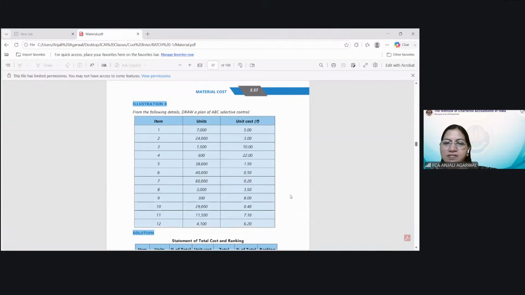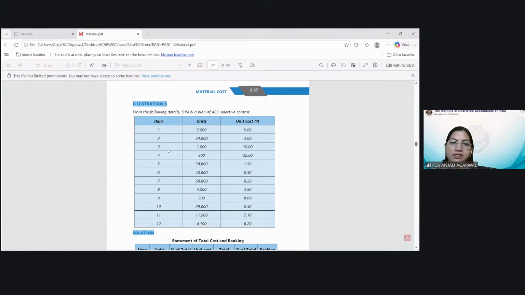Similarly, you have the ABC where you classify your raw material. The A category is high in value and less in number of units. Like in your house, you keep most preciously your jewelry. So it occupies very small space, but it is highest in value. So you take utmost care of jewelry, right?